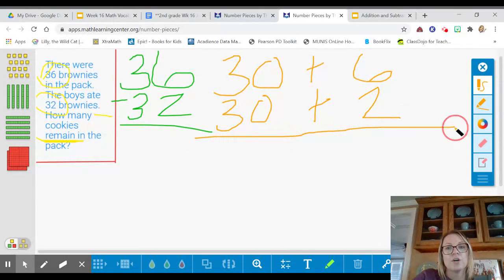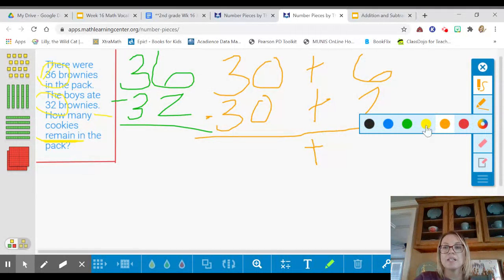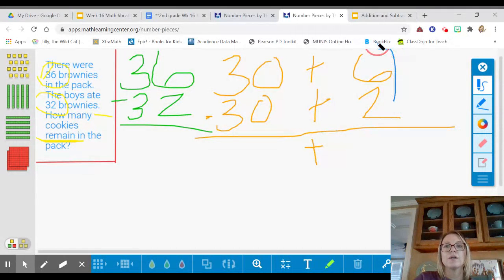I'm going to draw my line and my subtraction sign. I know I'm going to bring the plus sign down. Okay, boys and girls, always start in what place? The ones place. Right, boys and girls. So 6 minus 2 is 4. That is right, boys and girls. Okay. Now I'm going to move to my tens place.